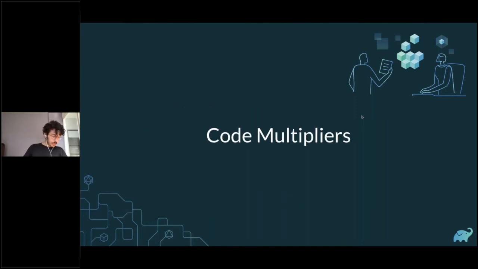Okay, so this last part of this talk, I'm getting really close to the end of this, is about code multipliers, right? Things in your build that multiply the amount of time needed to compile.